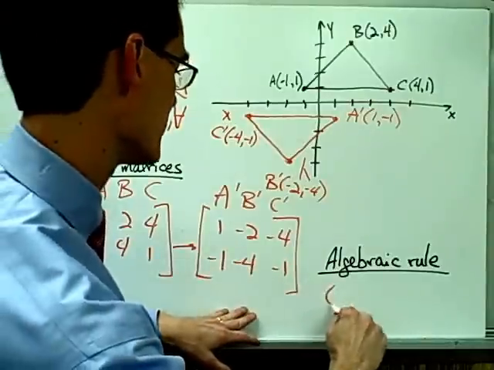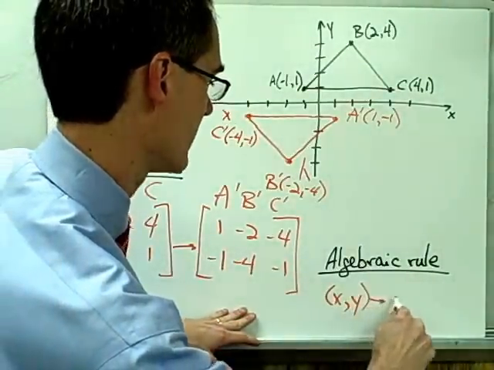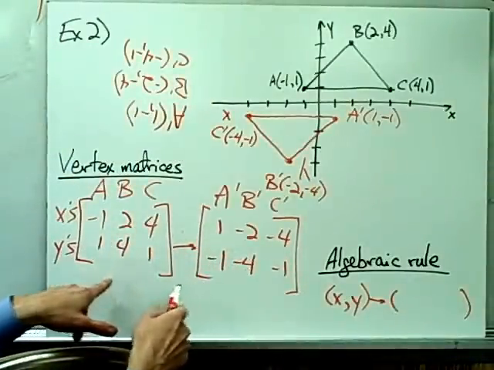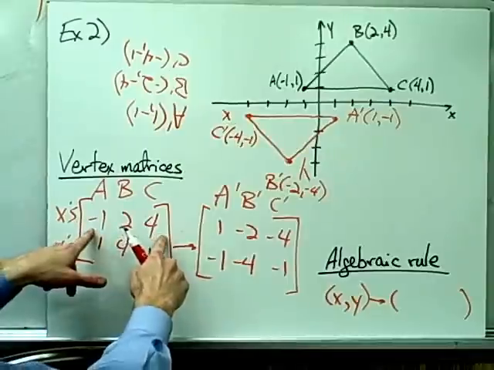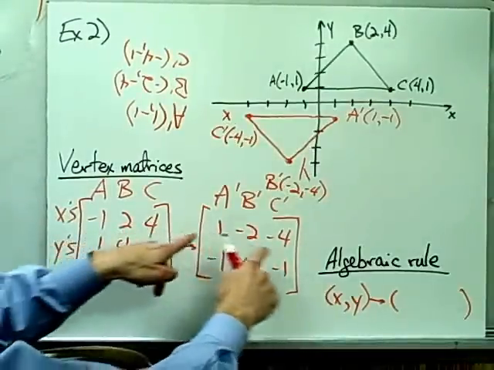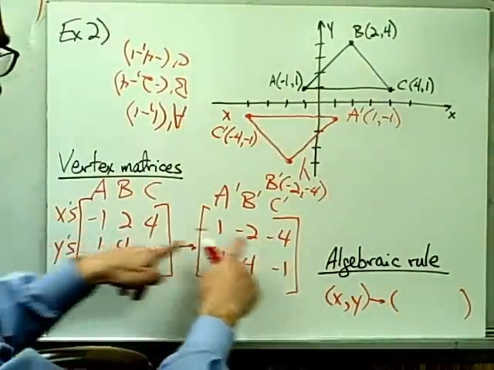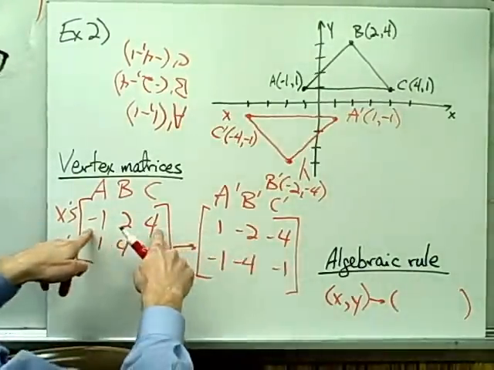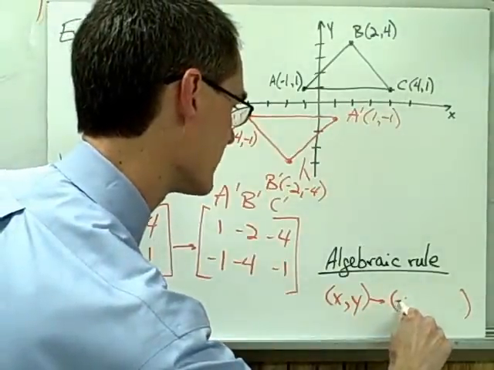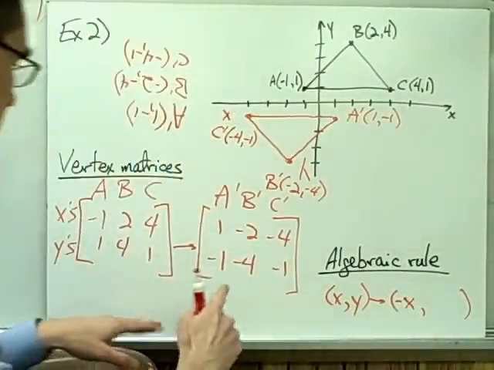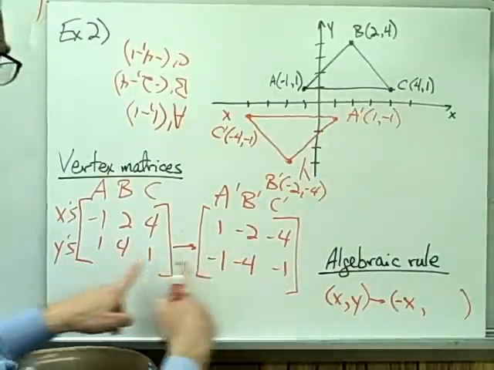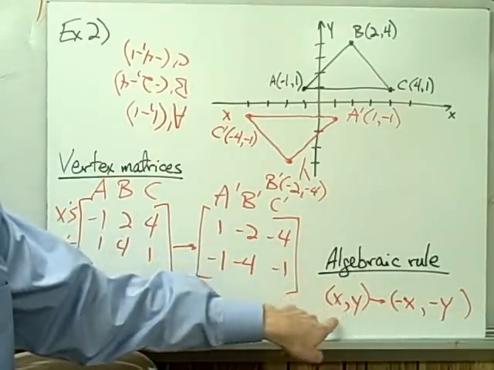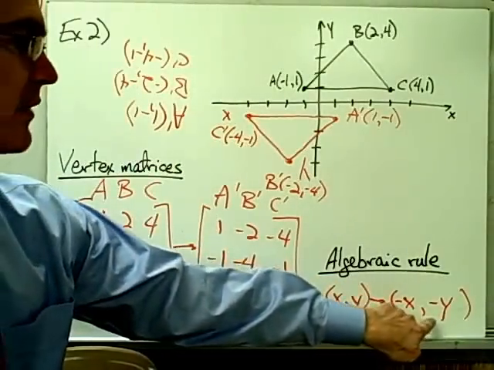All right, so now I have my vertex matrices. Now I want to come up with my algebraic rule. So let's look at the vertex matrices and see if we can come up with the algebraic rule. It looks like the x's on my new vertex matrix are the same as the original x's, except they're all negative. So my new x's are just the negative of my original x's. And it looks like my new y's are also the negative of my original y's. So my algebraic rule is just going to be (x, y) transforms into (negative x, negative y).